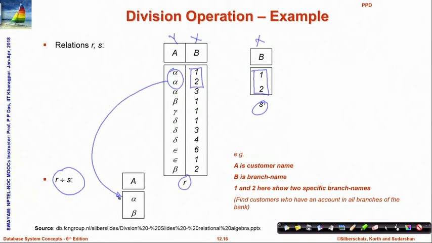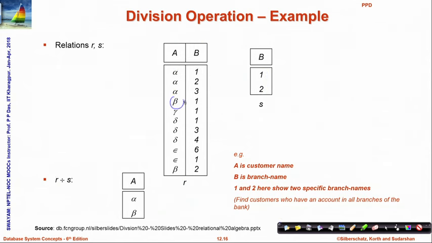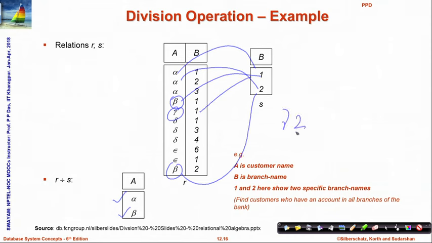So, alpha goes on to the result because you have both alpha 1 as well as alpha 2 in the relation R. Beta 1 is there and beta 2 is also there. So, beta also goes into the relation. But gamma will not go in because I have gamma 1, but I do not have a tuple gamma 2 in R. If I had gamma 2 in R, that would go in the result.